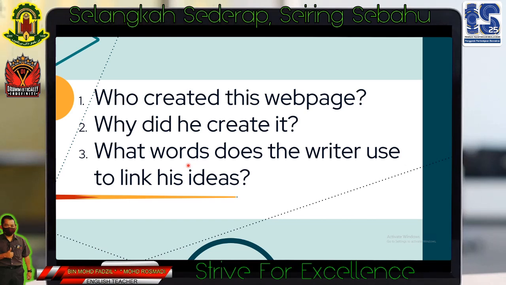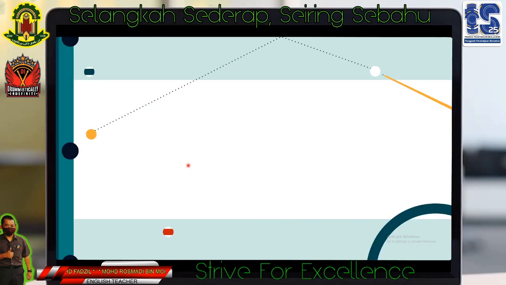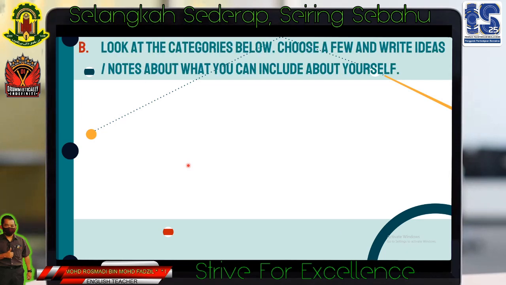Okay, if you don't understand, then as usual, WhatsApp my number. Okay, that is exercise A. Let's move on to exercise B. Look at the categories below. My instruction is the same as in your textbook. Choose a few and write ideas or notes about what you can include about yourself.